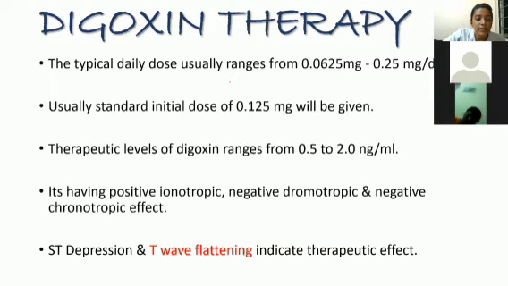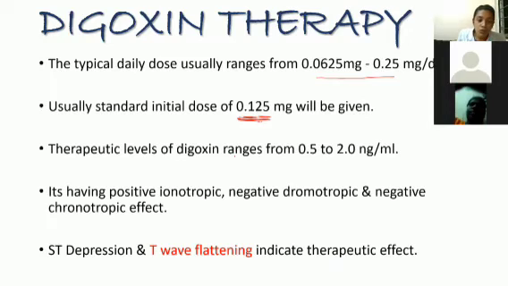So next we are moving on to digoxin therapy. The typical daily dose usually ranges from 0.0625 mg to 0.25 mg per day. But the usual standard initial dose will be 0.125 mg. This one you should remember. The standard initial dose will be 0.125 mg for digoxin therapy.